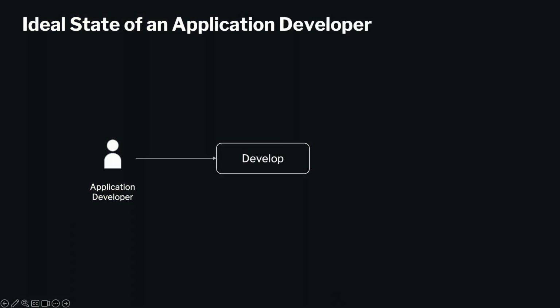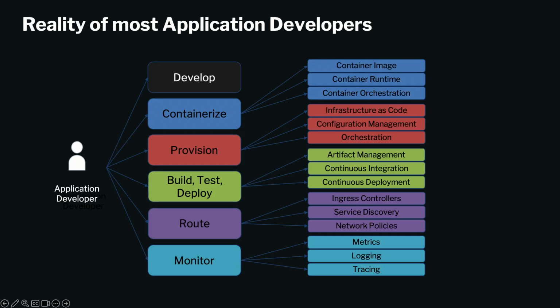This is a very simplified diagram of what an application developer's core responsibility is, right? They want to develop. But in reality, a lot of their lives look like this, right? They're responsible for a lot more things than just developing software. They need to worry about containerization, which includes where to store their images, how to build them, how to provision those images. They may be writing some infrastructure as code with Terraform or something else like that.